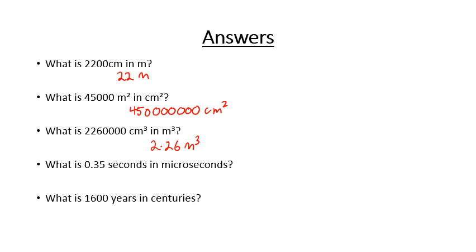In this particular question it says, what is 0.35 seconds in microseconds? Now remember that there is 1 million microseconds in a second, so this is going to be 350,000 microseconds. And in our last question it says, what is 1,600 years in centuries? Now remember there's 100 years in a century, so this would be 16 centuries.